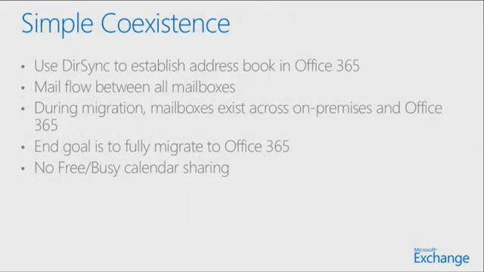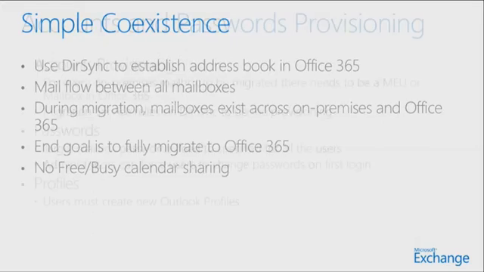All right, we're going to use DirSync to establish the address book in Office 365. Mail flow between all mailboxes. During migration, mailboxes exist across on-premises and Office 365. End goal is to fully migrate to Office 365. No free/busy calendar sharing between on-premises and Office 365. Okay, so users that have already been migrated cannot share free/busy information with users that have not migrated yet.